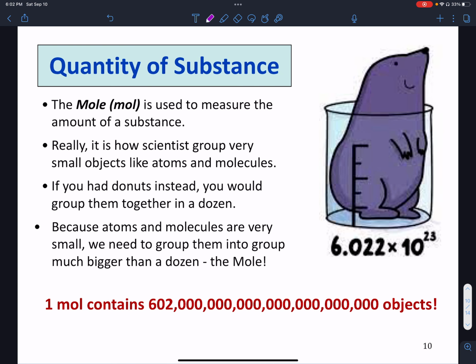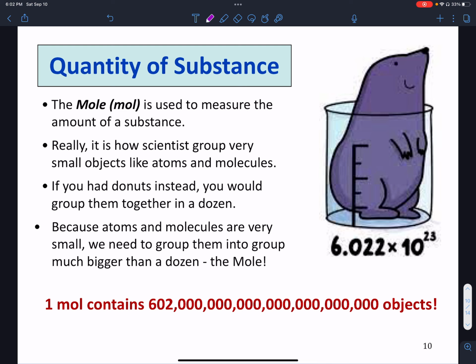Quantity of substance might be a new term for you. We represent this with the unit called the mole, and it's used to measure the amount of a substance. Really, it's how we group things that are really, really small, like atoms or molecules, into something that is observable. For example, if you had donuts instead, you might want to group them into a dozen. And we know that a dozen contains 12 of that particular object. So a dozen donuts is 12 donuts.